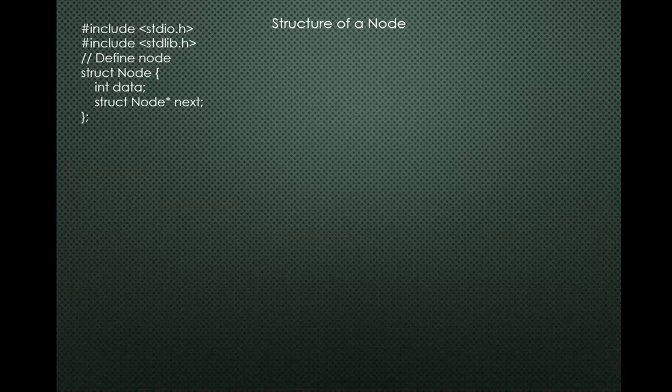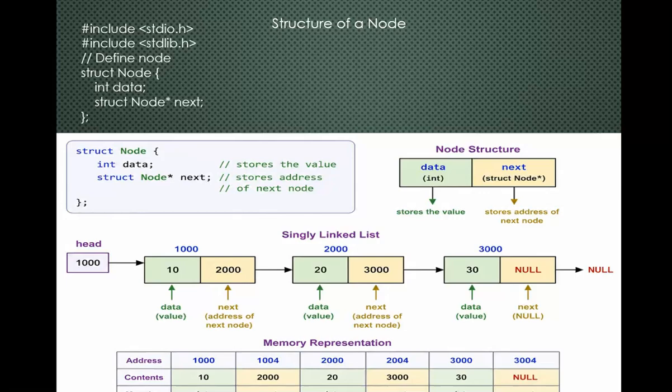To implement a linked list in C, we first define a node structure. The node structure contains two members. The first member is an integer variable called data, which stores the value. The second member is a pointer called next, which stores the address of the next node. Using this structure, multiple nodes can be connected together to form a linked list.